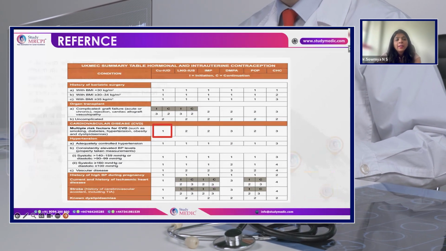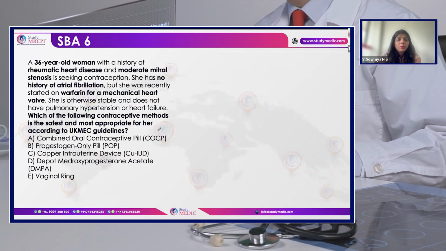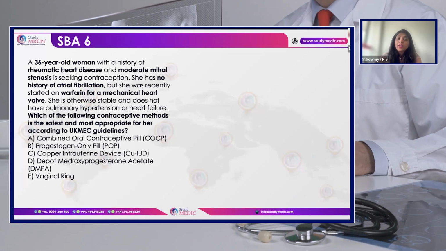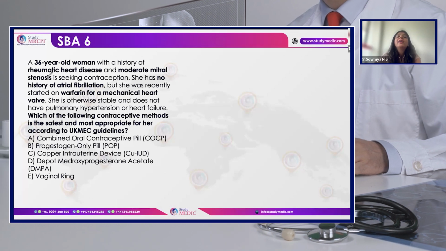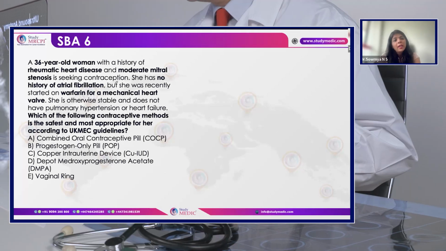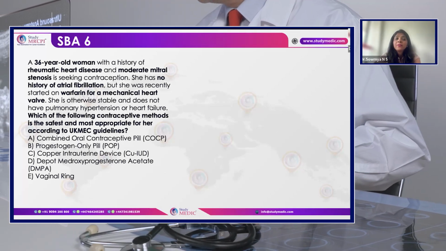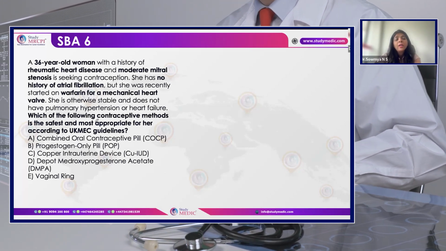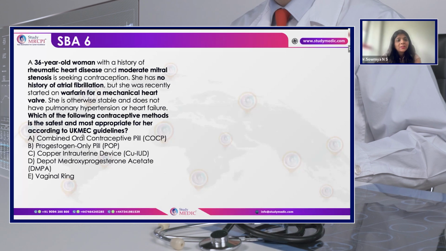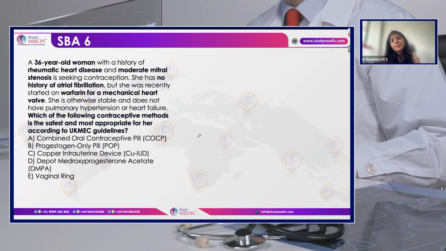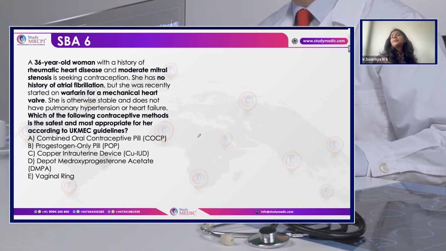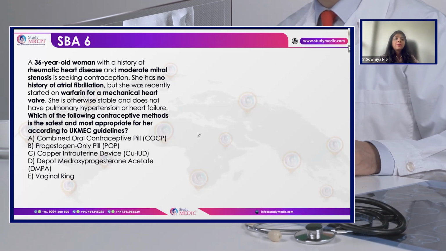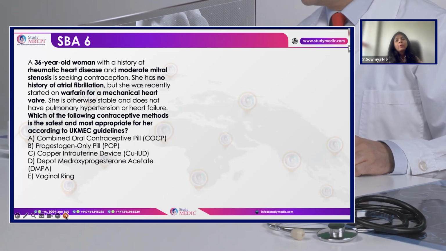Okay. Which is the safest and most appropriate? 36-year-old, rheumatic heart disease, moderate mitral stenosis, is seeking contraception. No history of atrial fibrillation. She was recently started on warfarin for a mechanical heart valve. She's otherwise stable, does not have pulmonary hypertension or heart failure. So she has a valvular disease, which has been treated with a mechanical heart valve. And she's also on oral anticoagulants.